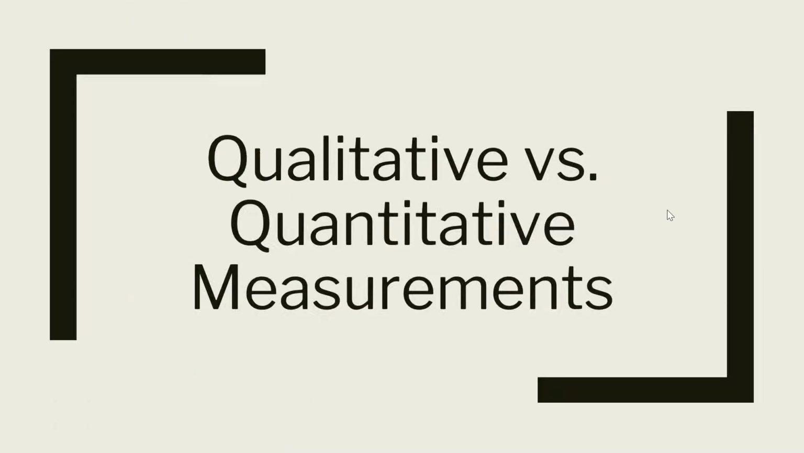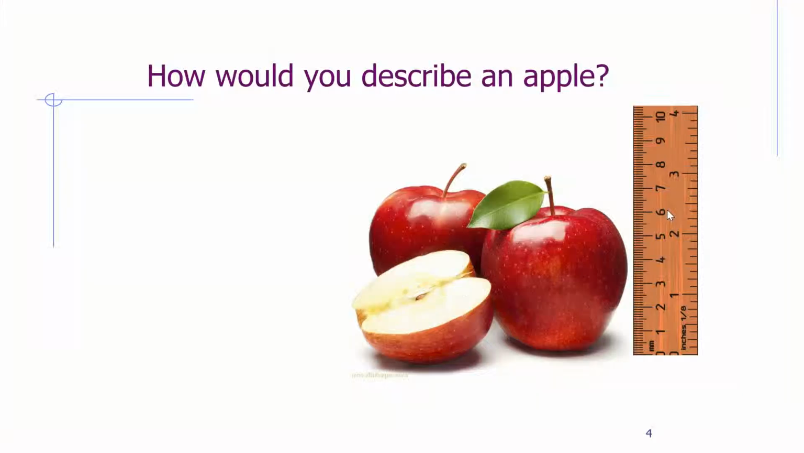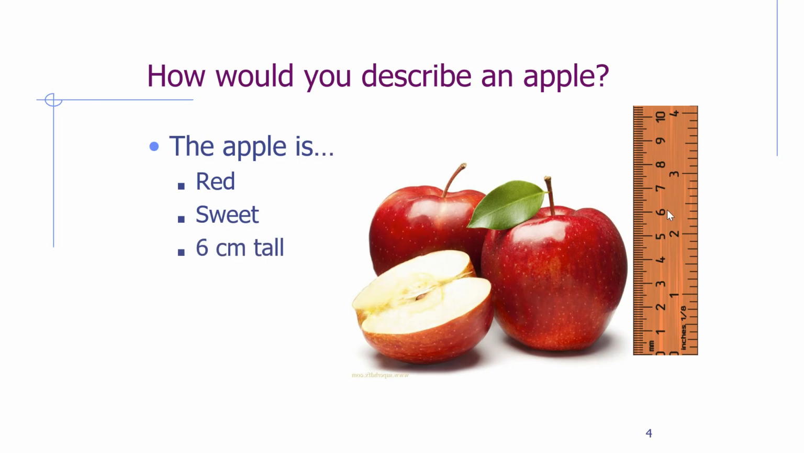So let's start with qualitative versus quantitative. Here I have these apples and a yardstick ruler on the right hand side. How would you describe those apples? You might say the apple is red. You might say the apple was sweet if you tasted it. You might say the apple was approximately 6 centimeters tall. I guess that's about right, using this number right here. You could probably say there's 2.5 apples.